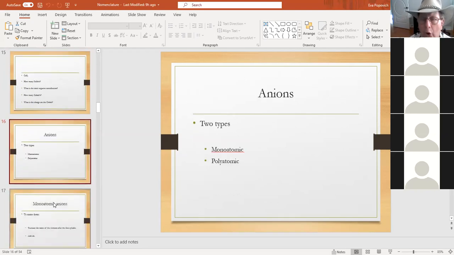All right, we go to anions. There are 2 types of anions. First is a monoatomic. A monoatomic will always have 1 type of element, like Fe3S2.